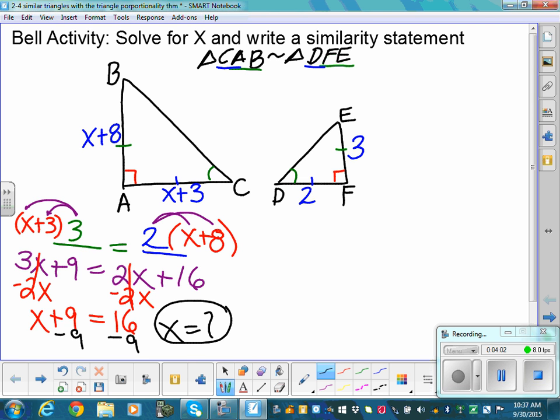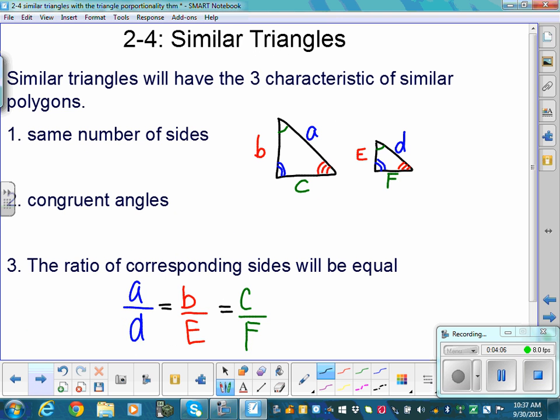Okay, go ahead and pass those in. Hopefully that was a good recall from yesterday. And let's learn the new stuff. So title your notes 2-4. Today we're going to be doing similar triangles. Today we're doing 2-4 similar triangles. We did do similar triangles yesterday. We're just going to build on it even more today. We're going to learn something new.